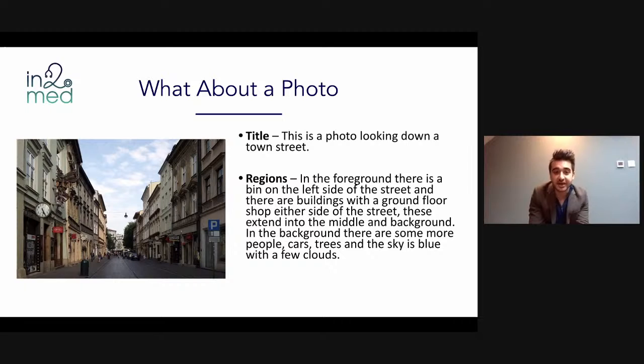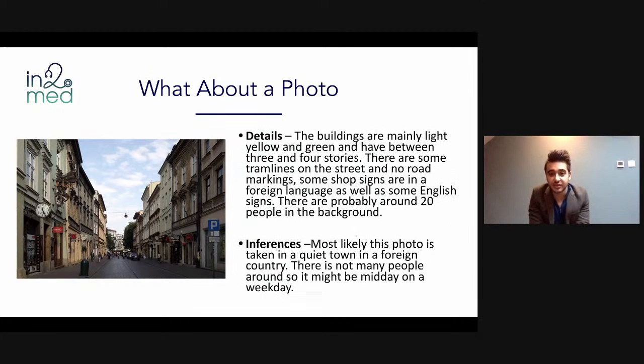So basically, the guy thinks that this is a high street during the middle of the day. It's not that busy. There's a few people, and it's good weather. Then you focus on specific details.